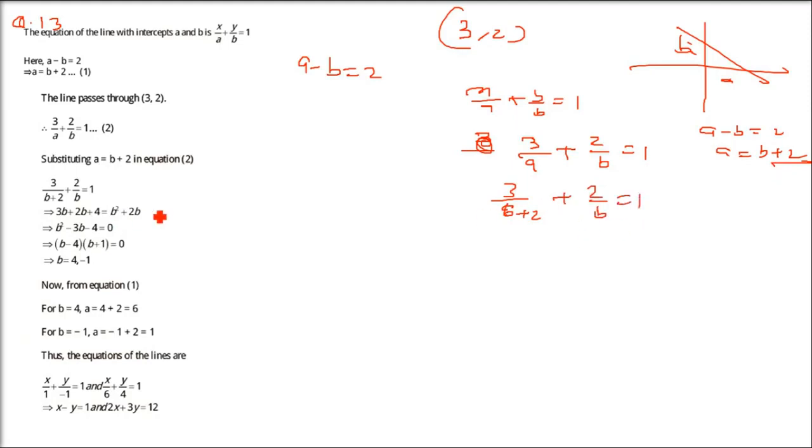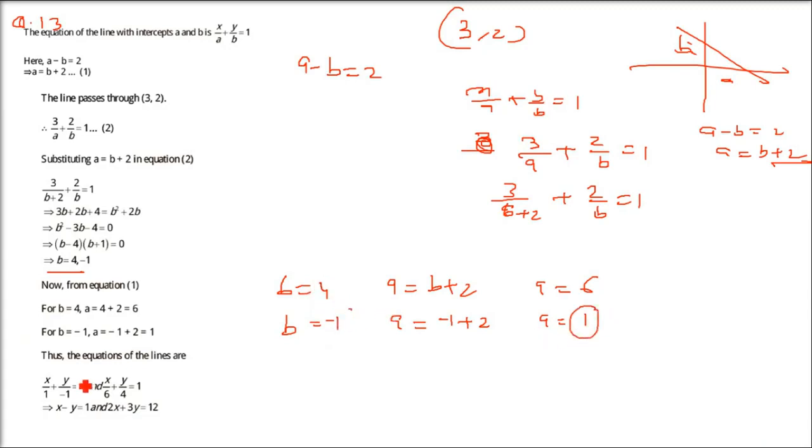Now this will form a quadratic equation. I hope you will be able to solve it. B will come as 4 and minus 1. I am damn sure you are going to do this quadratic equation. But what will be the later steps? B is 4, so A is 6. Now B is minus 1, so A will be minus 1 plus 2, which becomes 1. So now you have the first equation. Here you take A as 6, B as 4.